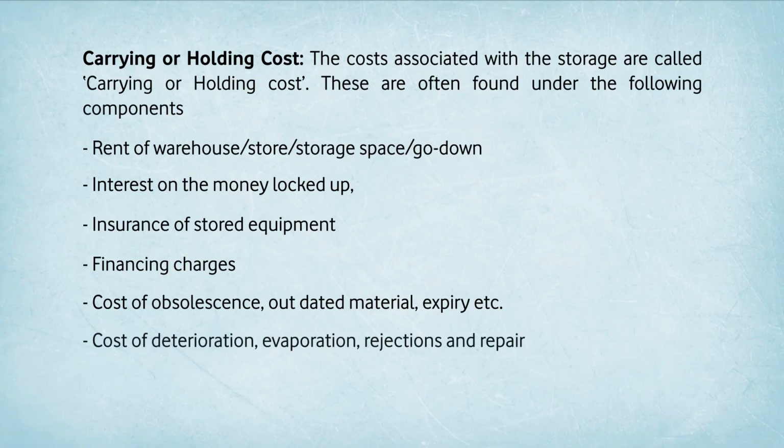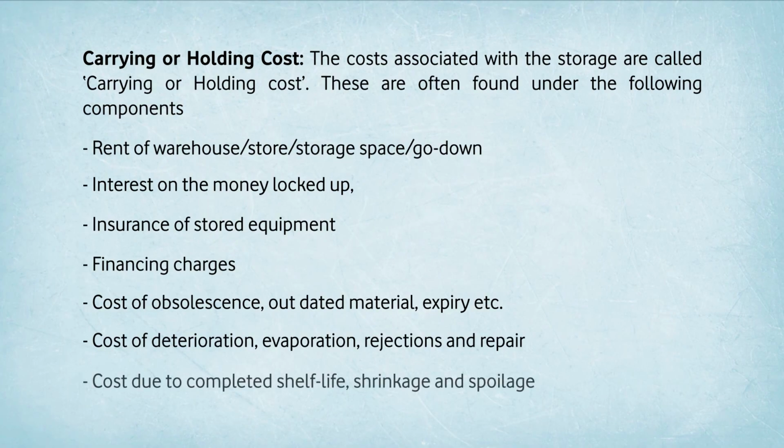Cost of deterioration and evaporation, rejection and repair means the costs incurred by the material physically deteriorating. Sometimes we have to store iron, and then it will rust. So this much deterioration, or evaporation, or rejection will be there, or repair of the material. If some faulty material is supplied, then it is repaired. So this cost is also involved that way.